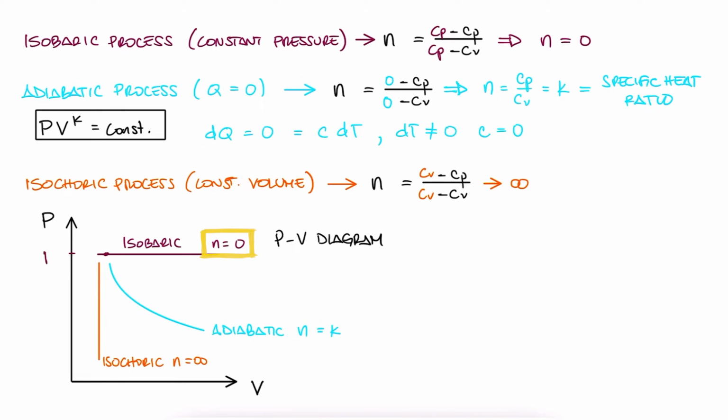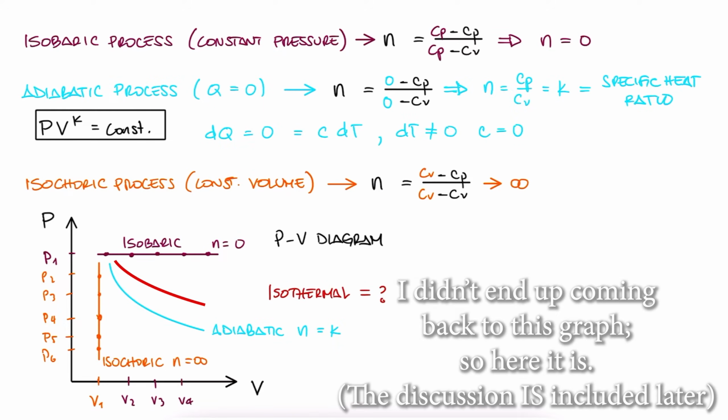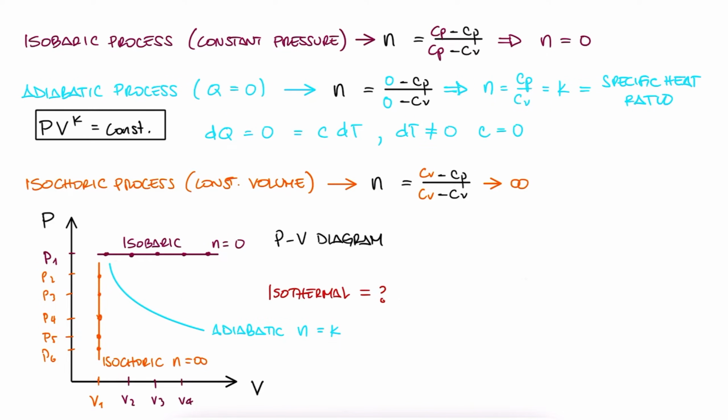The first two make sense. N equal to 0 is isobaric, meaning that the pressure never changes, and n equal to infinity is isochoric, meaning that the volume is always the same. We'll look at an isothermal process in just a second. Just remember that depending on the path from state 1 to state 2, the shape of this curve can be described by different values of n.